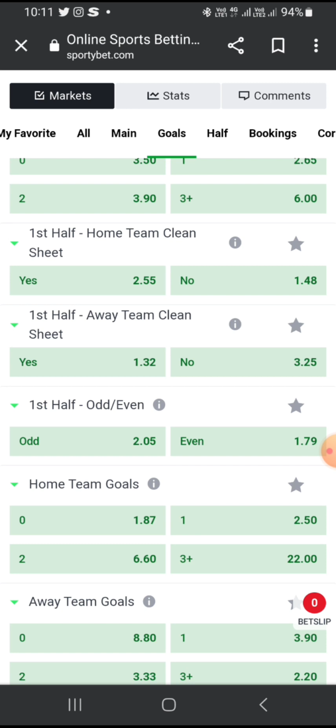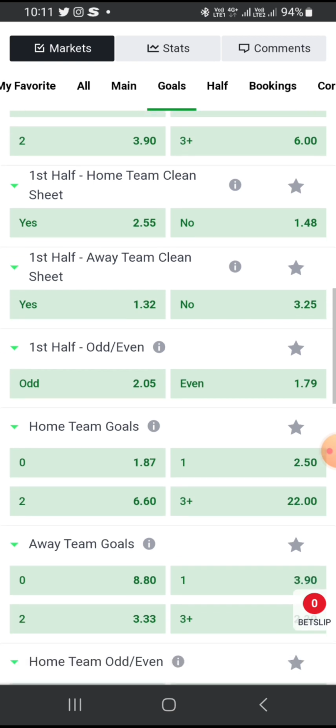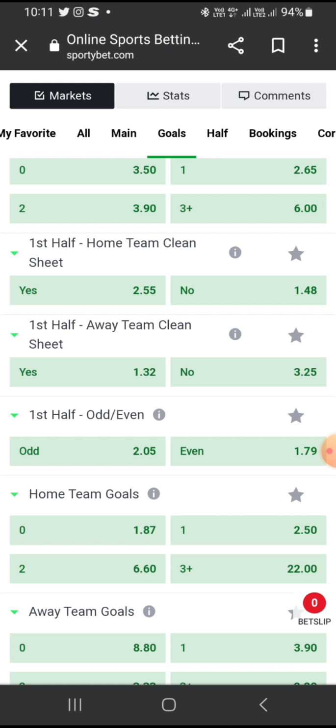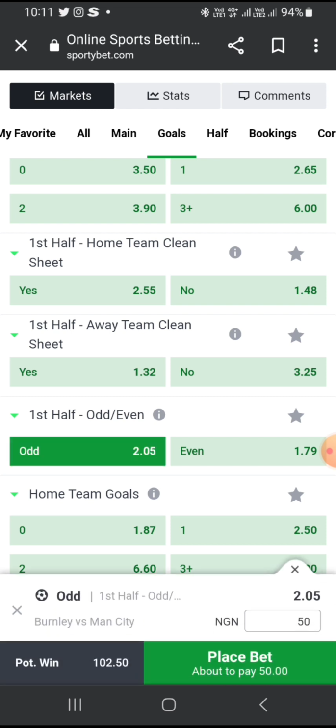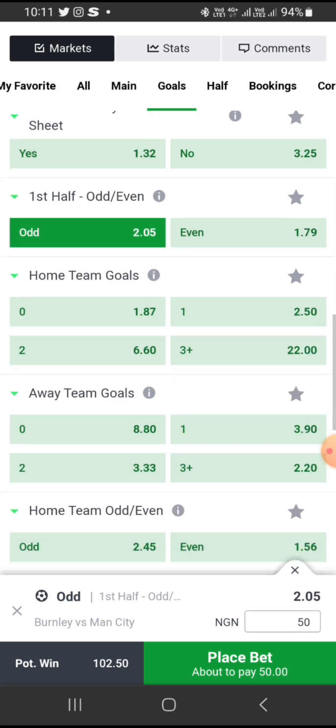So, as it is, if it is 0-0, it has entered odd. If it is 1-0, it's an odd. If it is 2-0, it becomes an even. So let's say you're playing odd here on that first half, just play it and come out fine. So home team goals is Burnley.